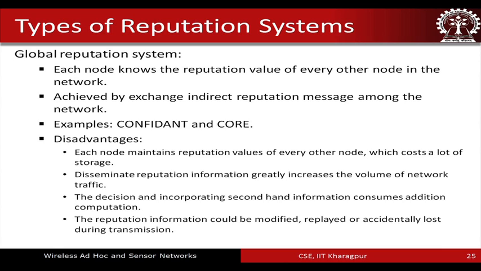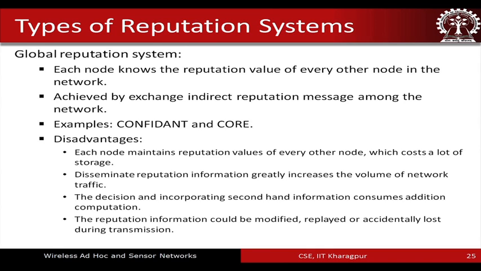So, the reputation systems can be of two types: the global reputation system, where each node knows the reputation value of every other node in the network, and this can be achieved by exchange of indirect reputation messages among the different nodes in the network. CONFIDANT and CORE specifically belong to this particular category. There are several disadvantages also of adopting a global reputation system.